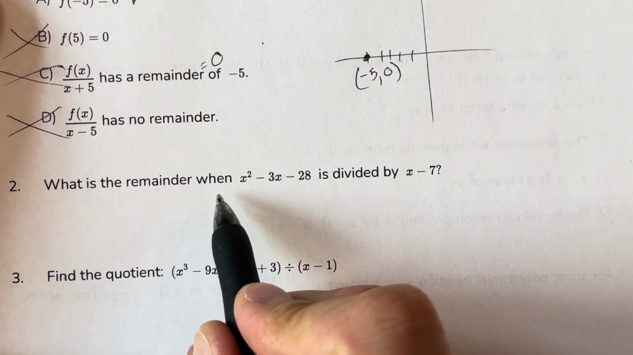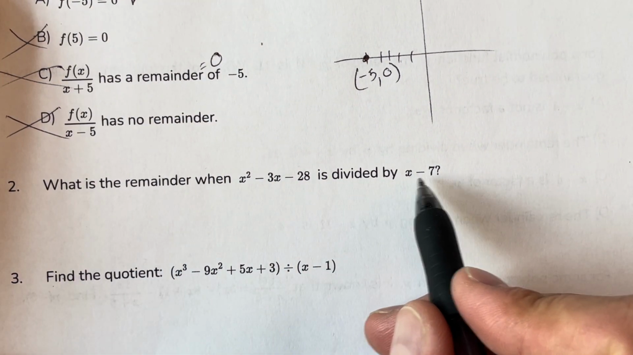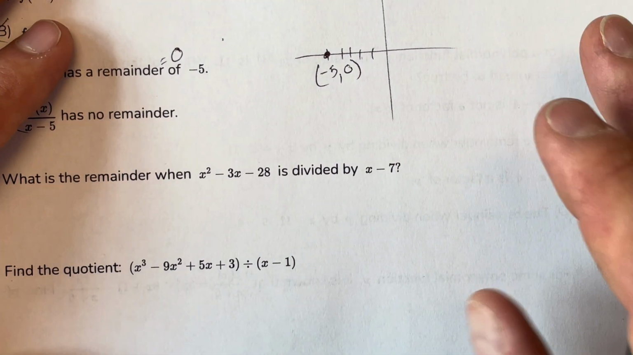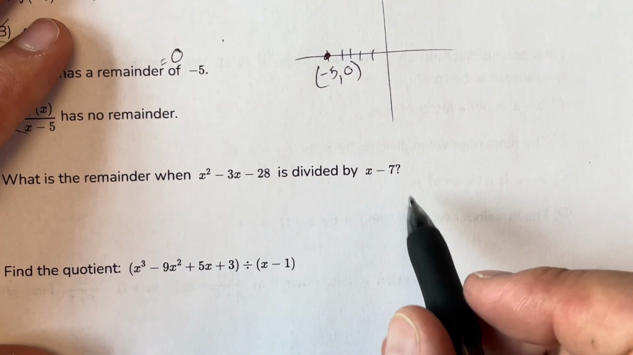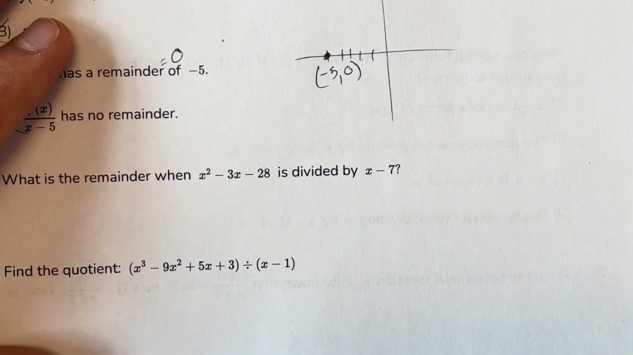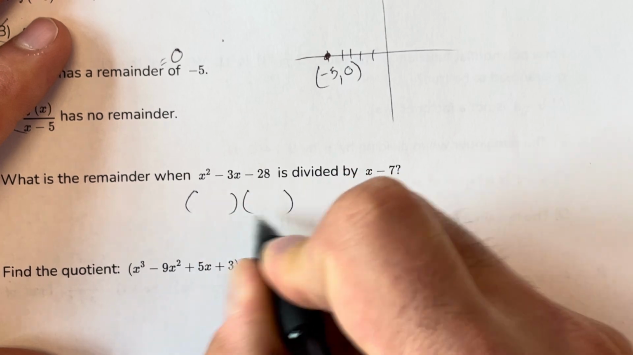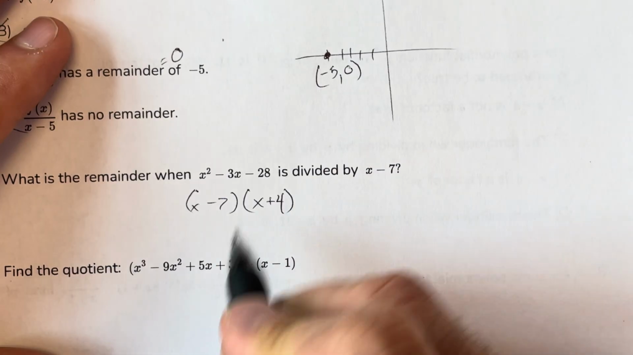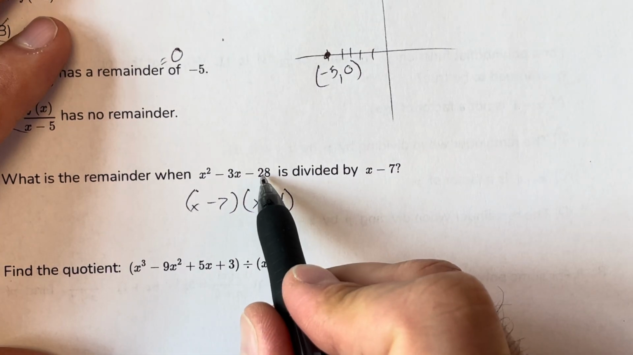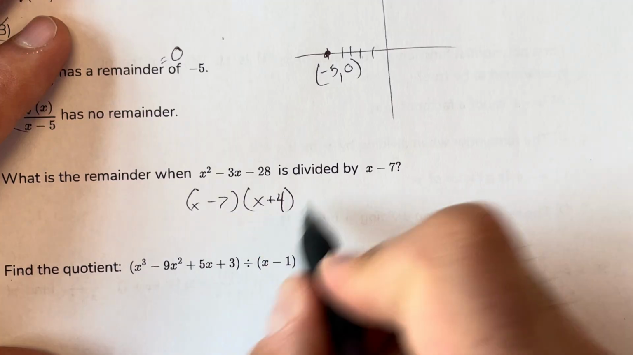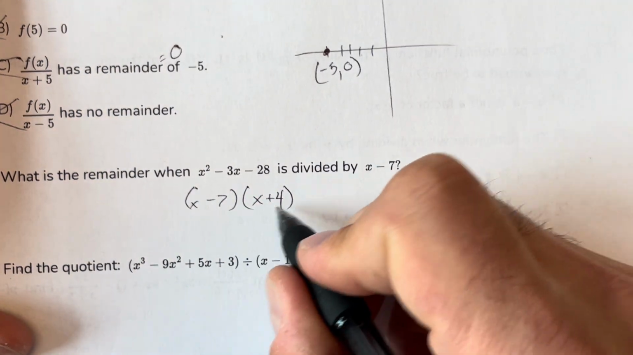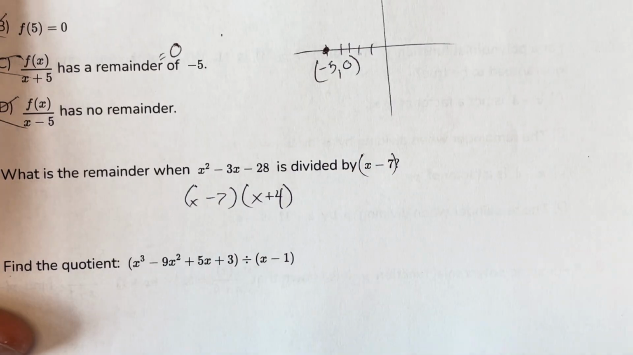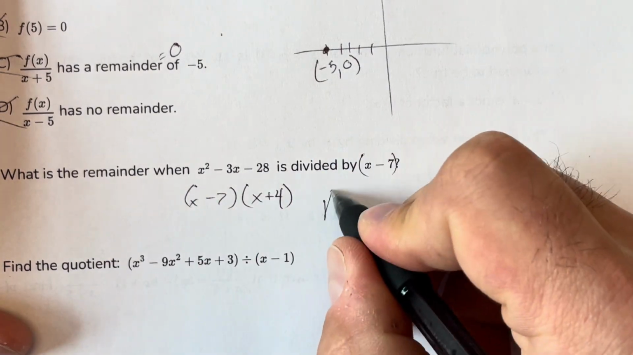What is the remainder when this polynomial is divided by that? We can use any method we want here. I look at this x minus 7, and I know that if I take x minus 7 and an x plus 4, -7 times 4 makes -28, and the difference between these is -3. I know that it's going to divide in evenly with no remainder, because this is a factor of that. The remainder is going to equal 0.